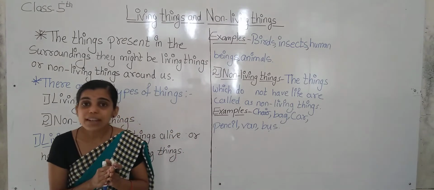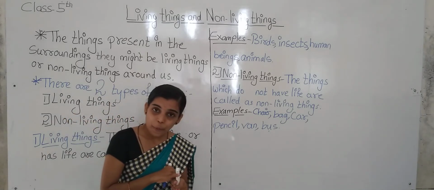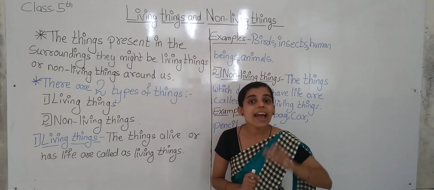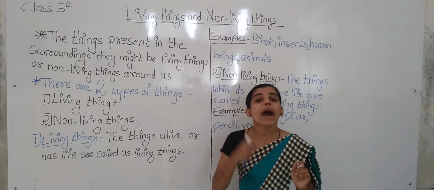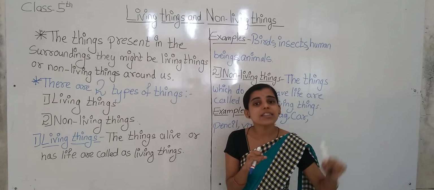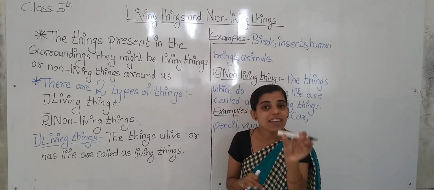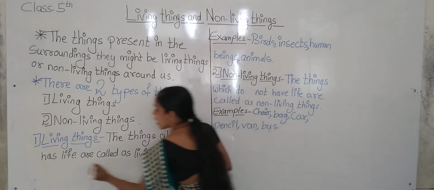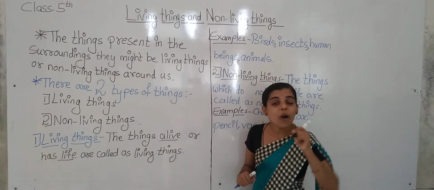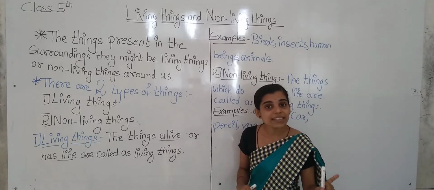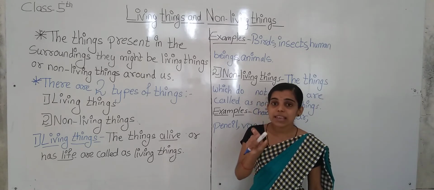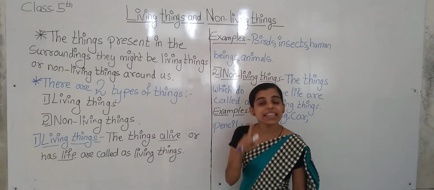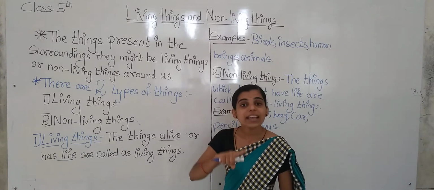The examples for living things are we human beings, animals, insects, birds. Why do we call human beings, animals, birds and insects living things? Because they are alive and have life. So you should remember, living things means which have life, or they must be alive.